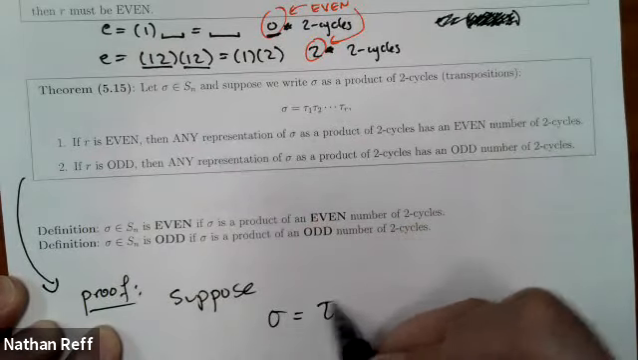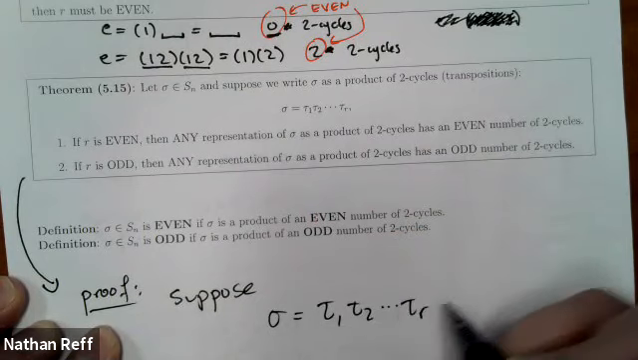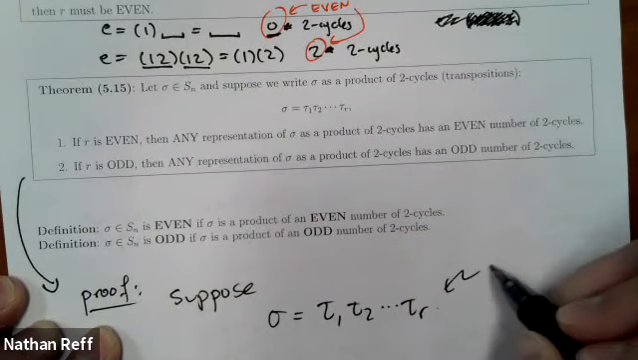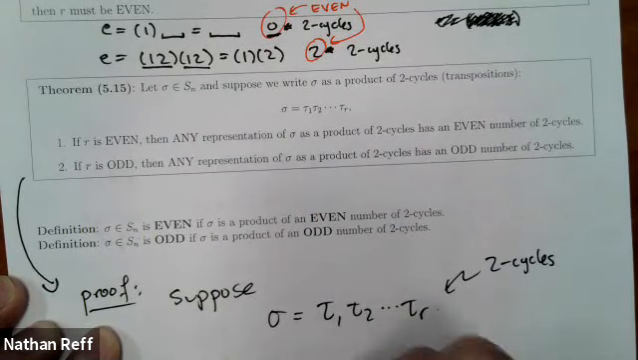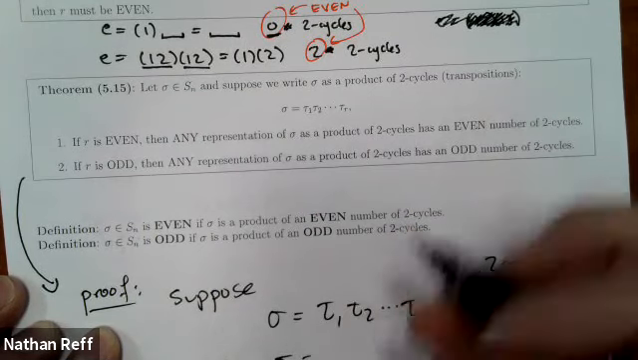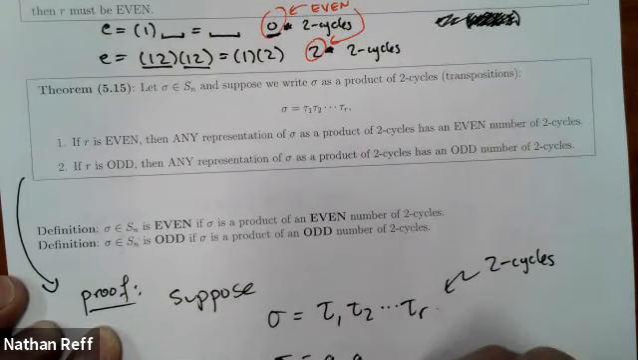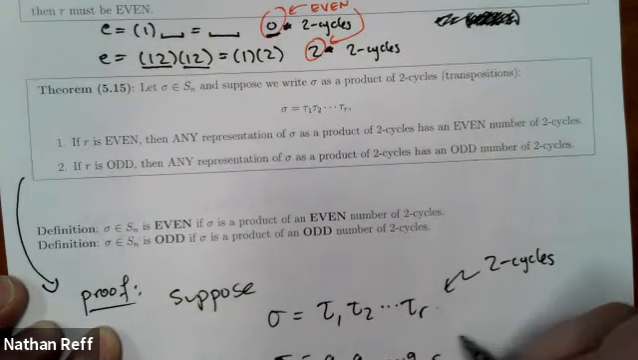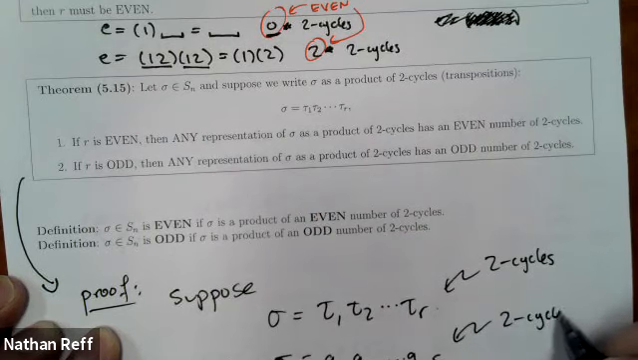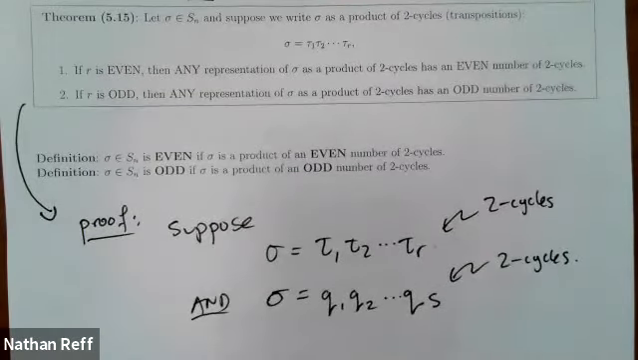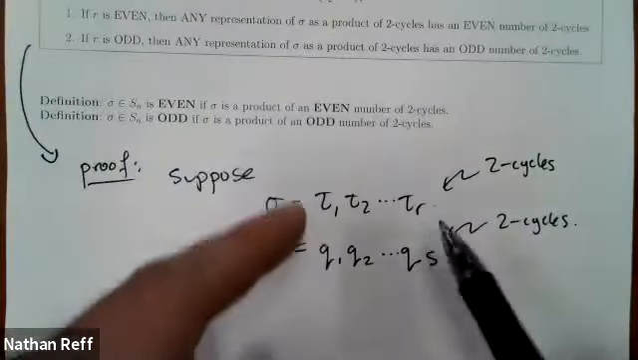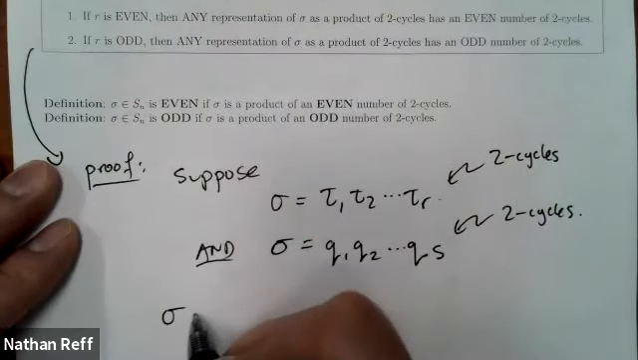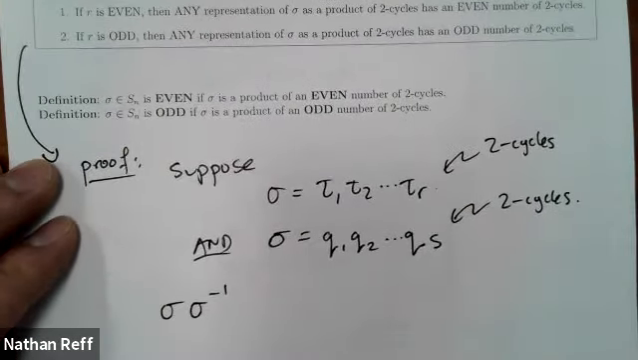Suppose sigma equals tau 1, tau 2, up to tau r, and these are all two cycles. And suppose you have another two cycle decomposition. Let's use Q's: Q1, Q2 up to Qs, and these are all two cycles. How do I make use of the fact that the identity always has an even number? What I could do is take sigma and multiply by sigma inverse, and that'll be the identity, right?